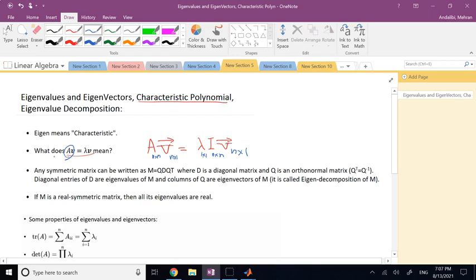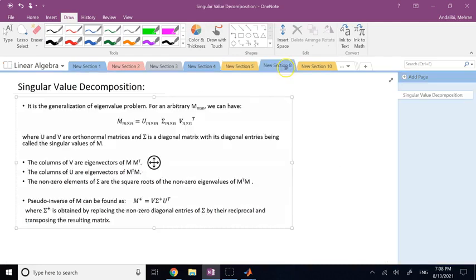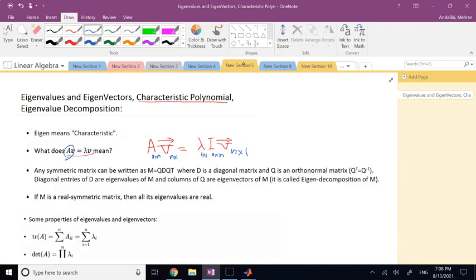You might say, well, what about rectangular matrices, non-squares? Can we have anything like that? Yes. And that's one of our future videos. We call it the singular value. So we'll talk about that later. But right now, just keep in mind, we are only focused on square matrices.